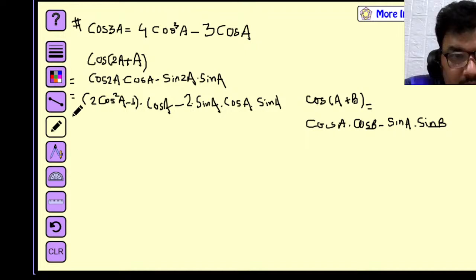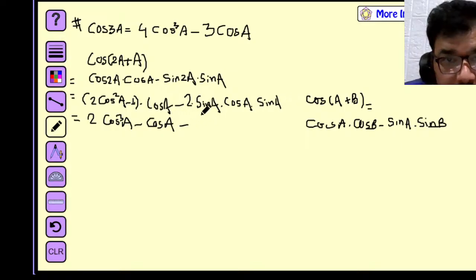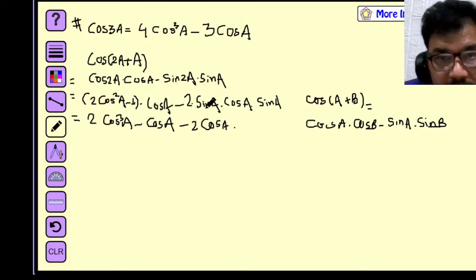And now what will be here, children? Look, open this one. Cos a into this: open the bracket, it will be 2 cos square a multiplied with cos a, that is 2 cos cube a, minus cos a into 1, cos a only. And now 2 sin a cos a into sin a: 2 cos a the same first, then sin into sin a will be sin square a.